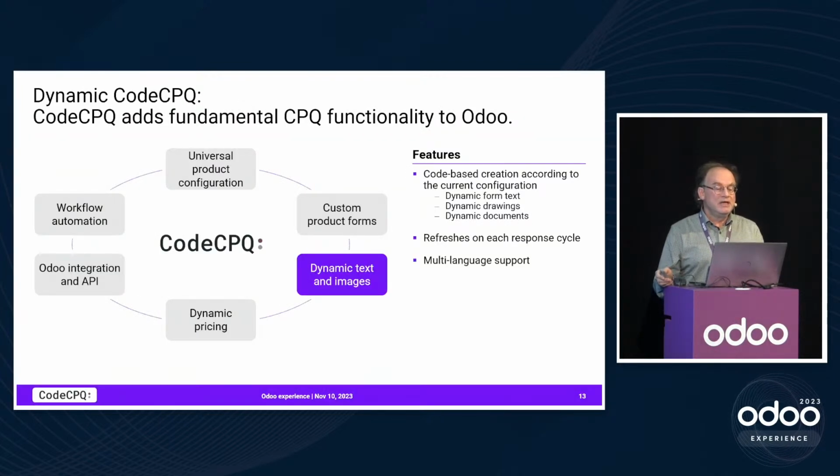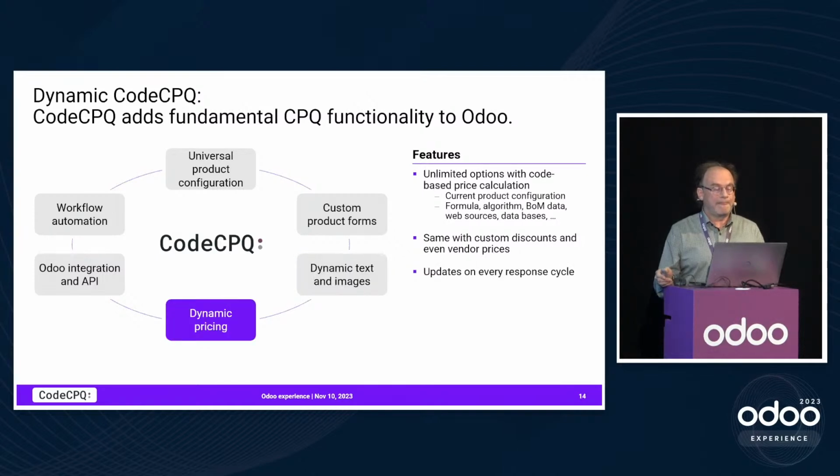With CodeCPQ, you can use Python functions to assemble the texts exactly as they should look. This is especially true for product texts and descriptions, but also for texts that are used dynamically for the input form and the drawings. PDF files can also be created automatically, of course, with multi-language support. You can assemble all text with corresponding functions in Python.